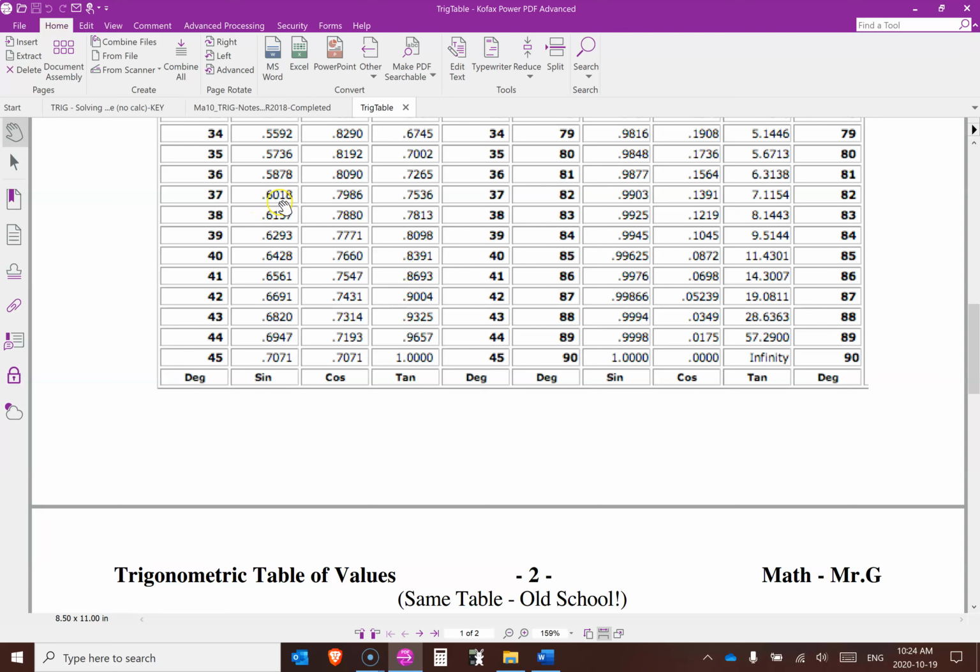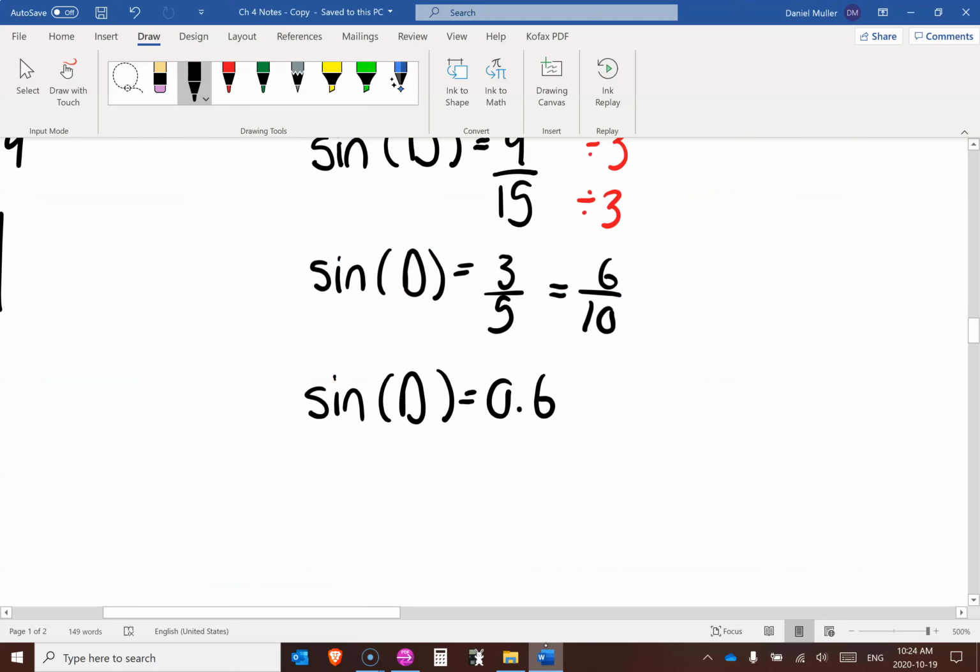0.60. That's really close. We need 0.6000, but that's so close. I'm just going to say that's 37 degrees. So D equals, can't remember how I did that before, but I think I wrote it over here maybe. D equals approximately 37 degrees. Now that was from me using the table.